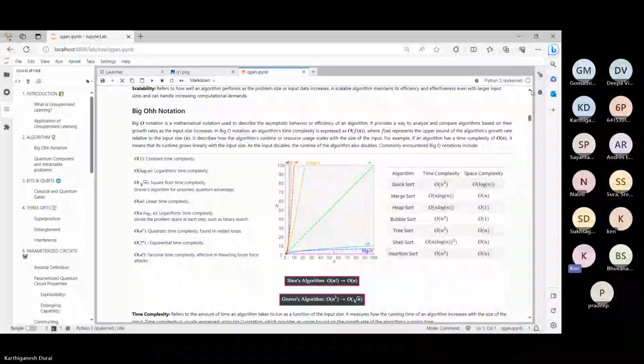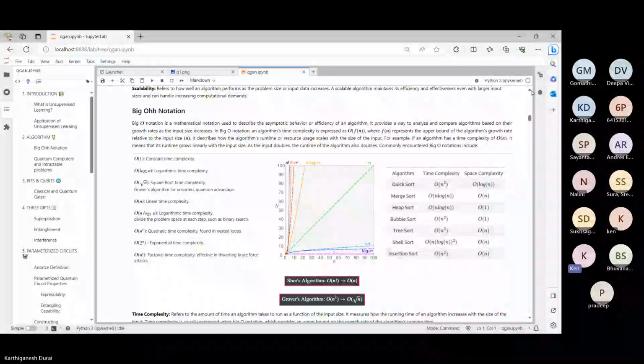Okay, and if we look to the right here, we'll see the different behaviors of different algorithms. So quick sort, merge sort, their time complexity and their space complexity. Okay, how they grow in time and how they grow in size. Now, along comes quantum computers, in particular quantum algorithms, Shor's algorithm, and Grover's algorithm.